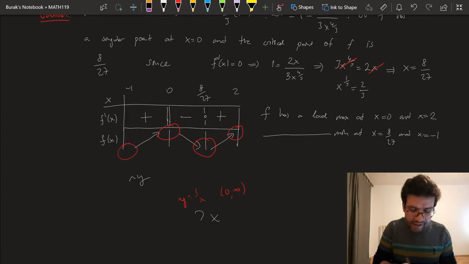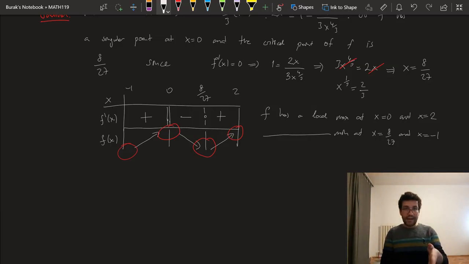I'm not going to give any other example to illustrate this phenomenon. So these things may happen. So you have to be careful when you are given open intervals.